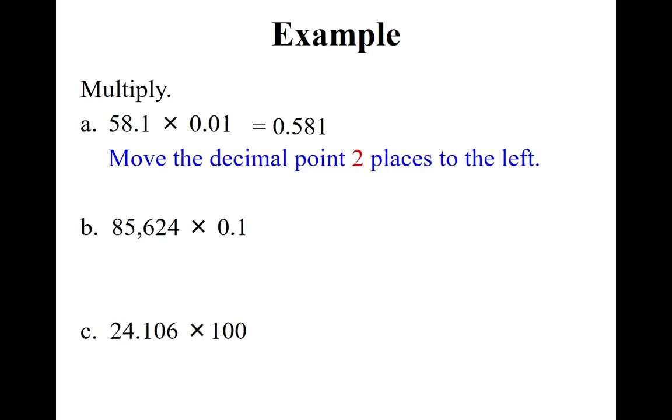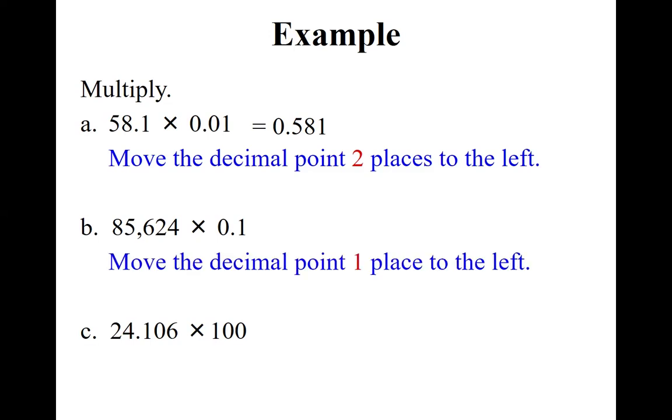In B, we're multiplying by 0.1. That's less than 1, 1 decimal place. We're going to move the decimal point 1 to the left. Right now, we imagine it's after the 4. We're going to move it so it's between the 2 and the 4. 8,562.4.